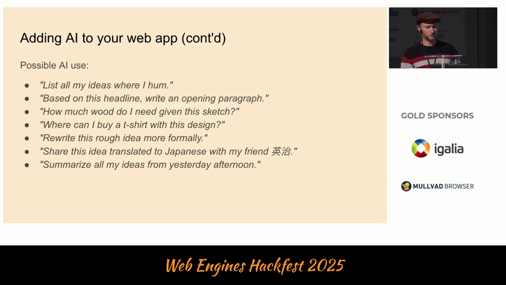So if you have taken a photo of some fabric design, for example, you could just tell the AI, rewrite this rough idea more formally. So if you want to share it with someone, and then share this idea translated to Japanese with my friend Eiji. You could also say like, hey, summarize all my ideas that I dictated or that I entered in the application yesterday afternoon. So there's a bunch of ideas for possible AI use cases.